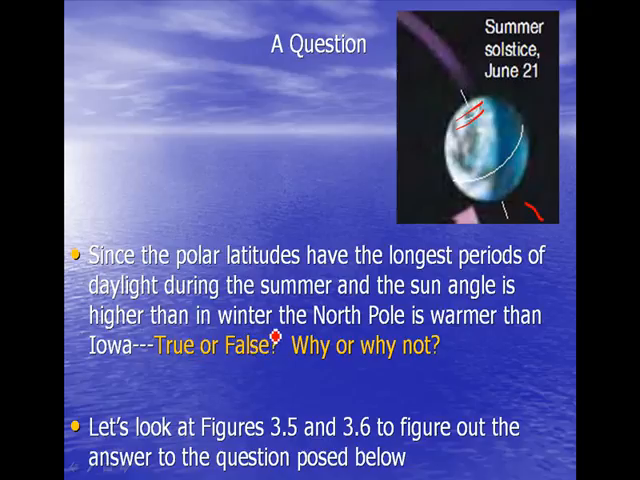Well, obviously this is false. We notice that the temperatures in Iowa typically are quite a bit warmer than the polar regions. Then why does this not occur? Did I just not say that the polar regions have the largest amount of sunlight, or at least the longest number of hours? Let's go ahead and look at figures 3.5 and 3.6 to see if we can answer this particular question.